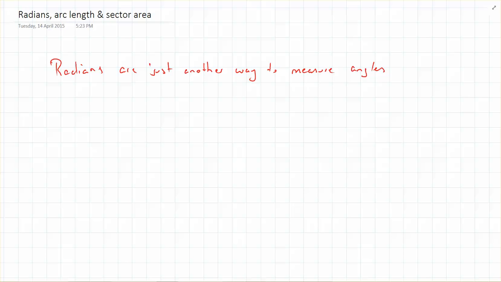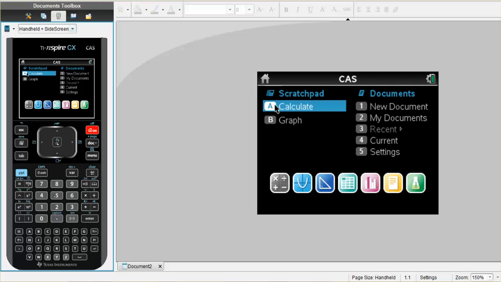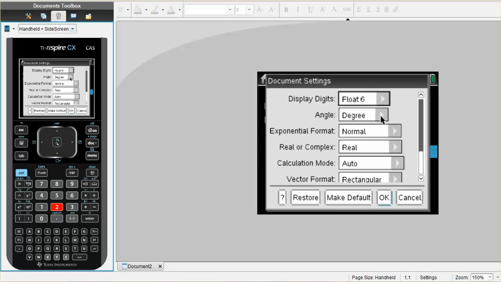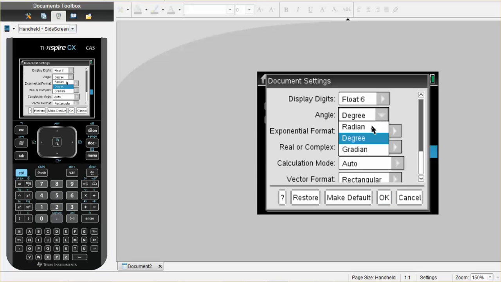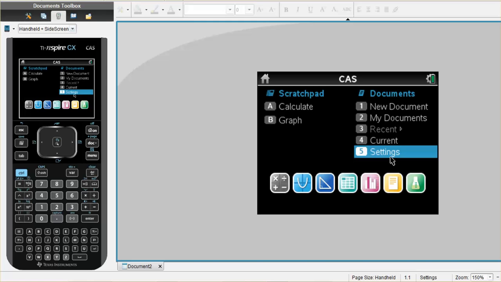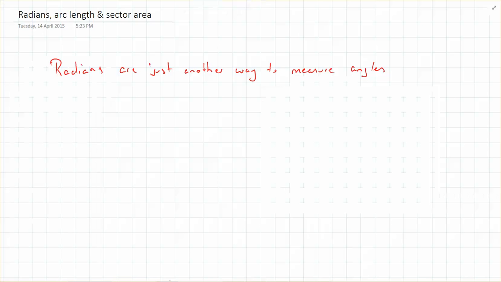Right. So you all know that there's a radian option on your calculator. You go into settings, and if we go into settings, we'll see document settings. Right here, you can change your calculator between degrees and radians. Once we've done some work on radians, we need to be sure what mode our calculator is in, because otherwise we'll be getting incorrect results when we do our calculations.